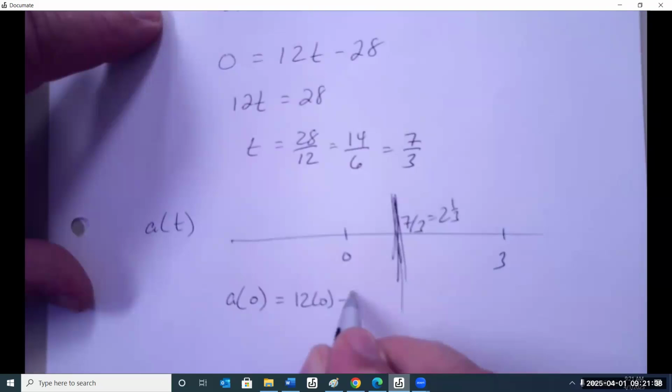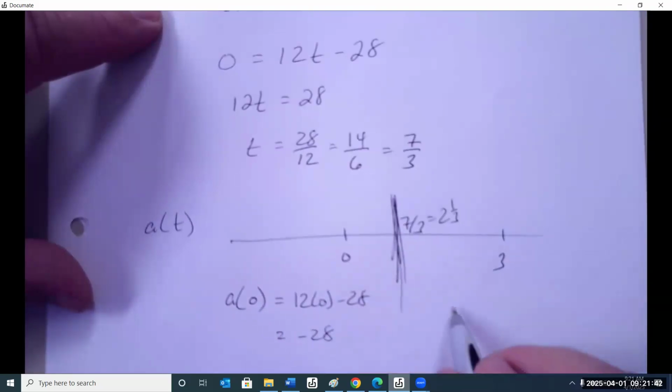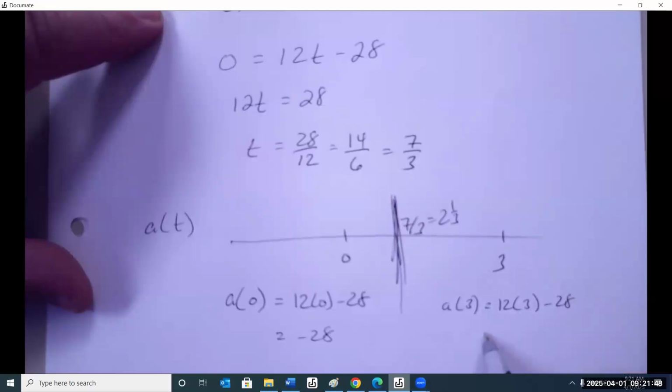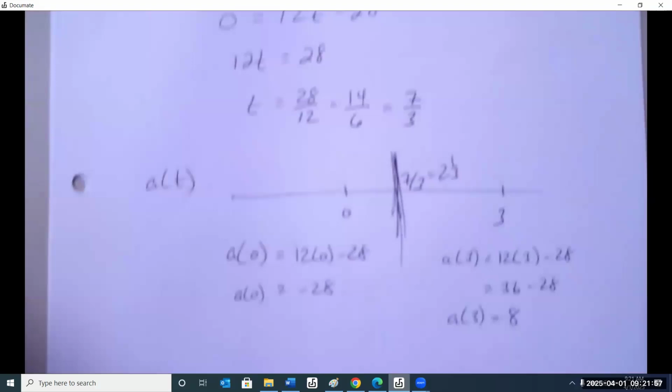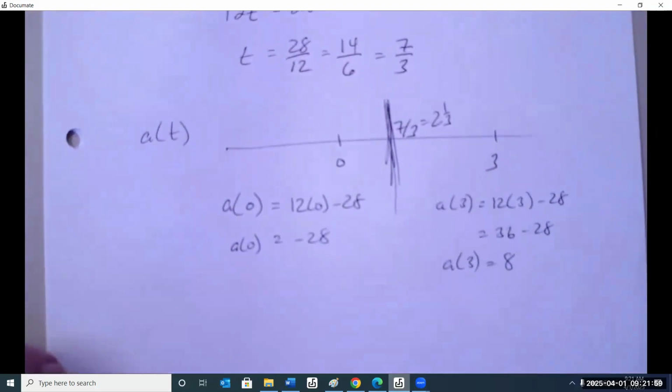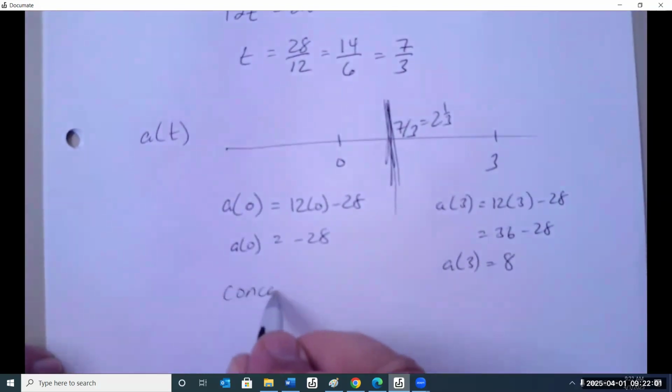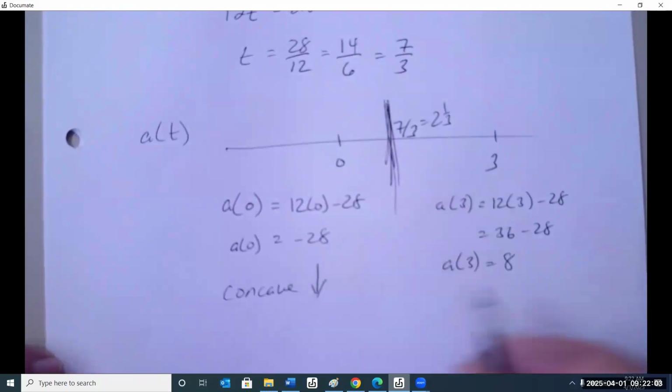12 times 0 minus 28 equals negative 28. At 3, 12 times 3 minus 28. 36 minus 28 is 8. So this says it's concave down. This is concave up.